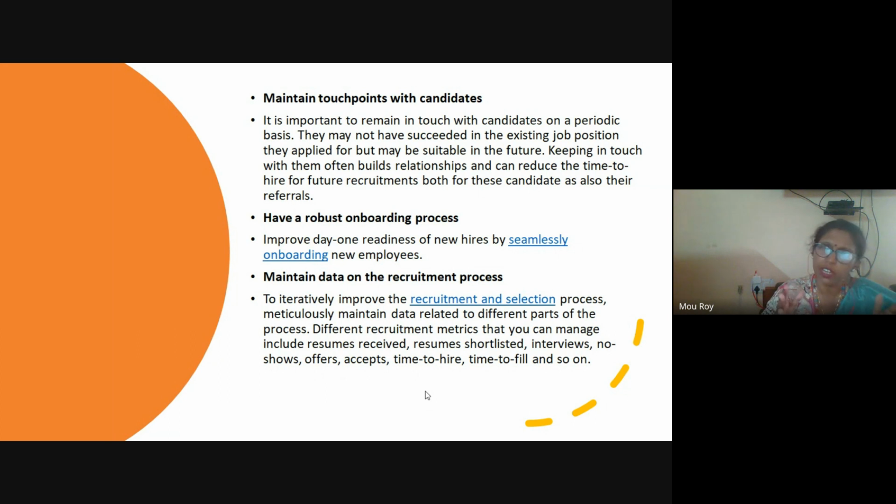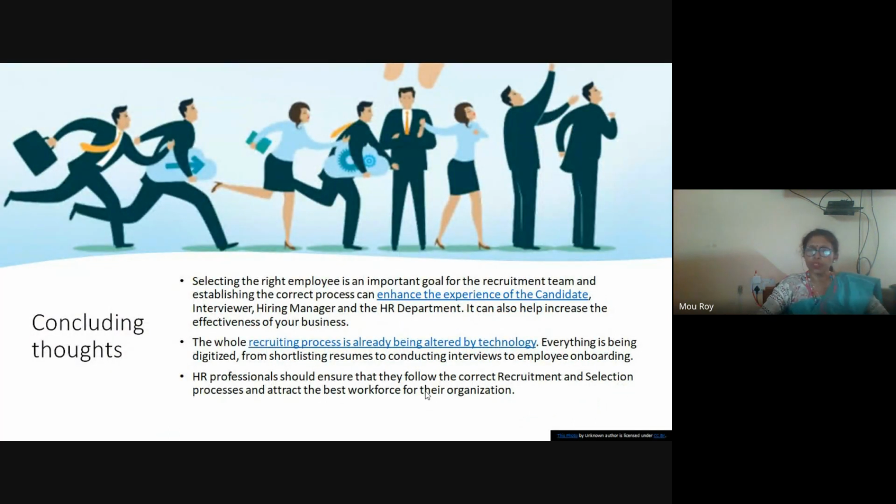So everything is mentioned on the website of the organization. See, now everything is so easy, so they can easily find out what the important needs and requirements are. Selecting the right employee is an important goal for the recruitment team, and establishing the correct process can enhance the experience of the candidate, the interviewer, the hiring manager and the HR department, as well as increase the effectiveness of your business.